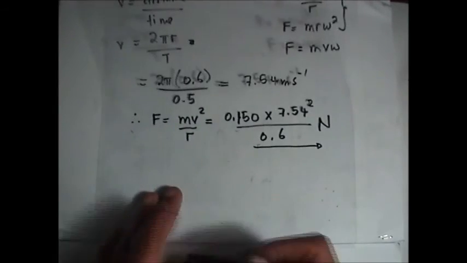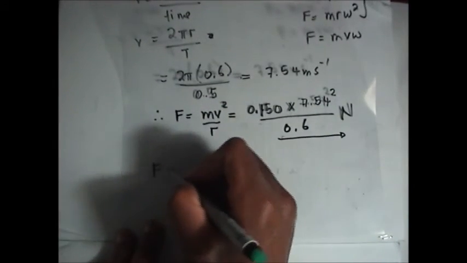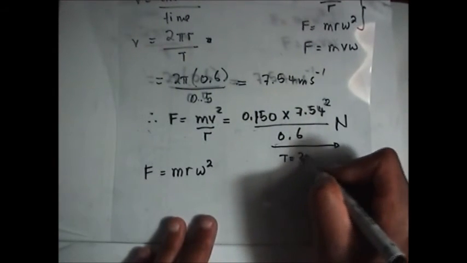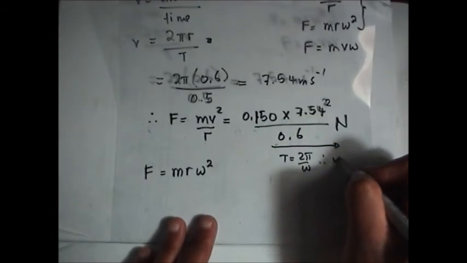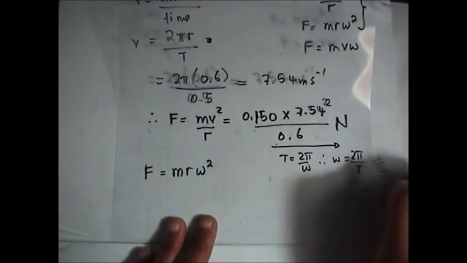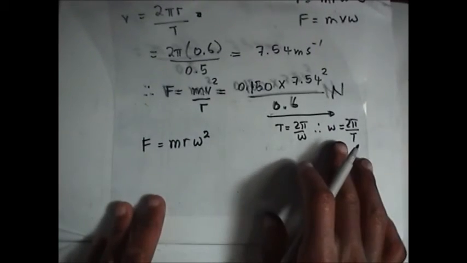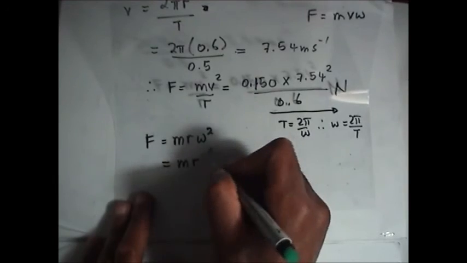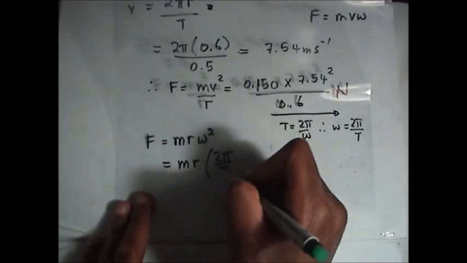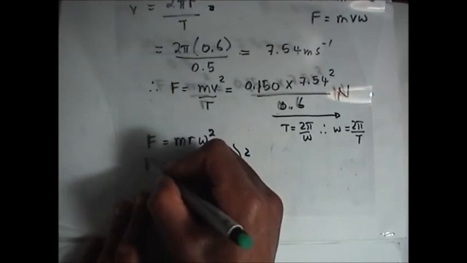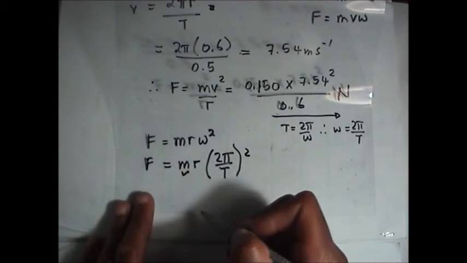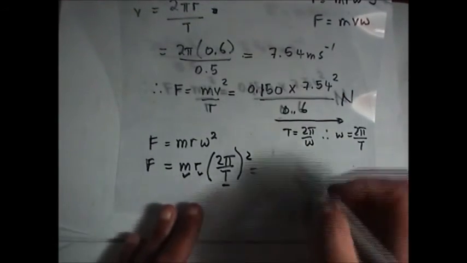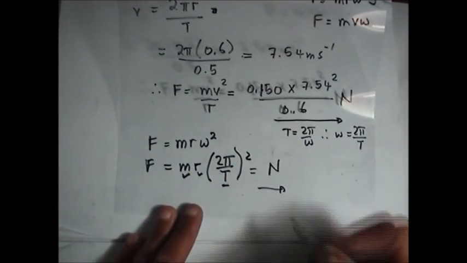Easy as that. Or you could have used F is equal to mrw squared. But we know that T is equal to 2 pi over w, therefore w is equal to 2 pi over T. So we can replace this w by what we have here. So this is equal to mr times 2 pi over T, squared. Now it's a matter of putting in what we know: the mass, the radius, and the period, into a calculator, and we get our force in newtons.